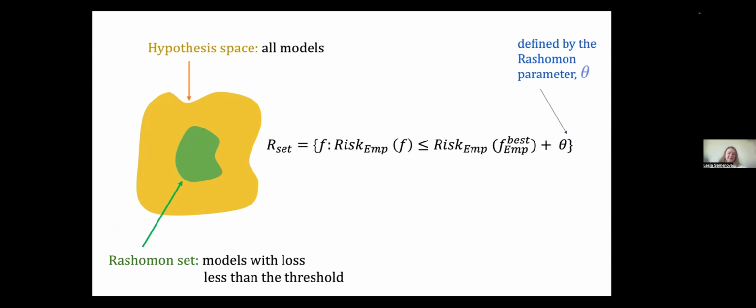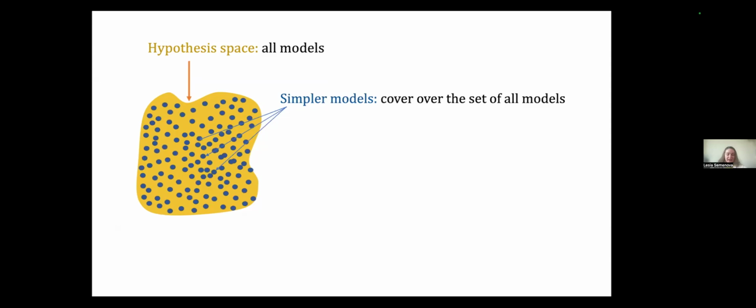Now, we talked a little bit about simple models, and here is the assumption I'm going to make. Let the yellow be my hypothesis space. So it will be all the models that I work with. And then I will look at simple models as some models embedded in this hypothesis space.